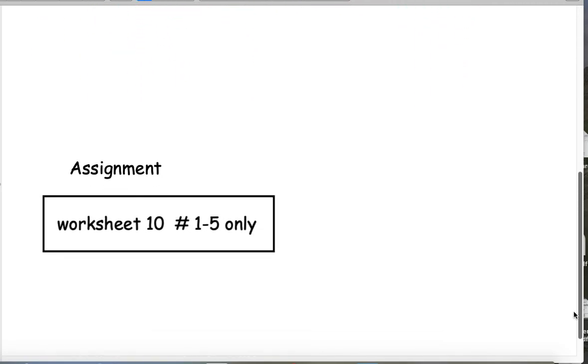So the assignment is worksheet 10, but I only want you to do the front side. So only do numbers 1 through 5.